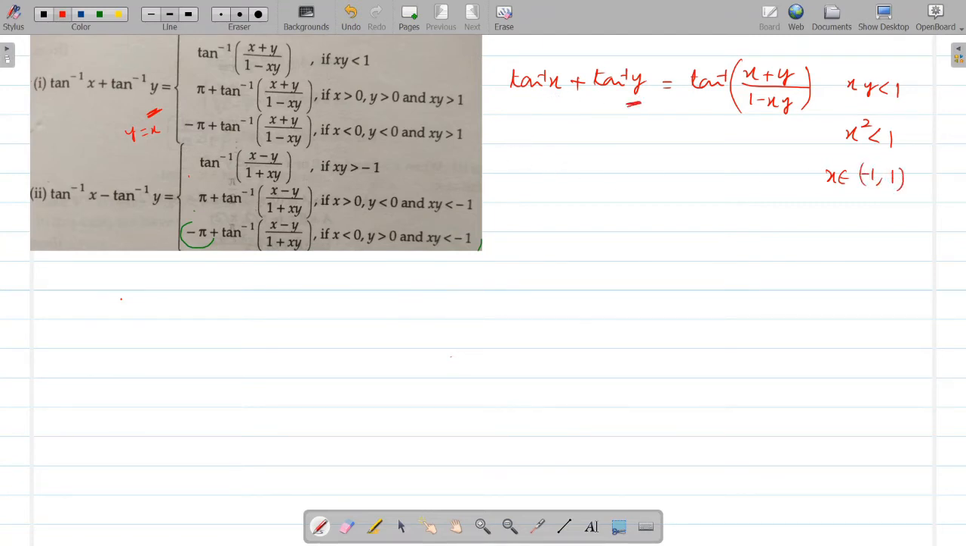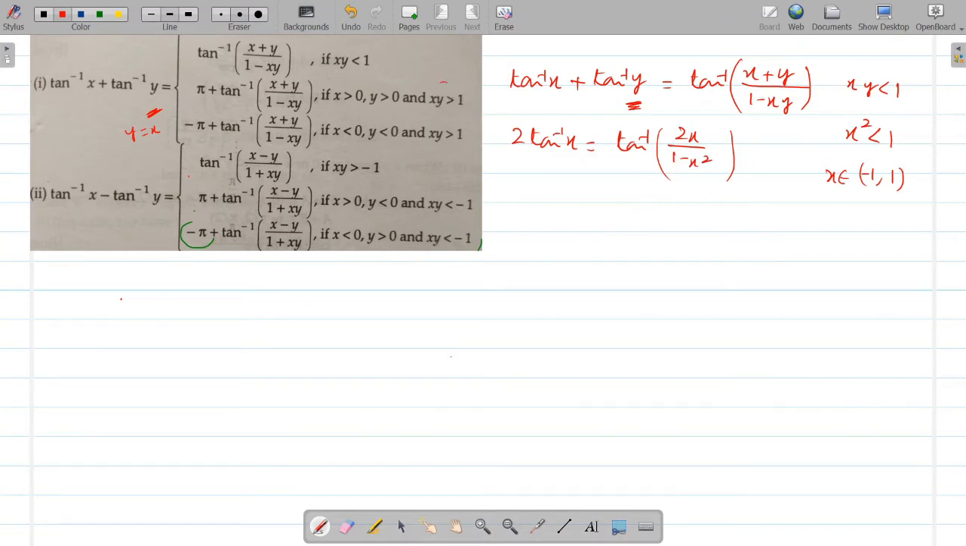And this y has become x, so it will become 2 tan inverse of x is equal to tan inverse of (x plus y) upon (1 minus xy). And this y replaced by x, so it will become 2x divided by 1 minus x square.